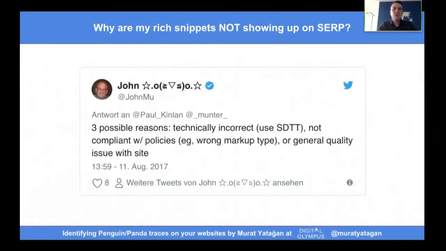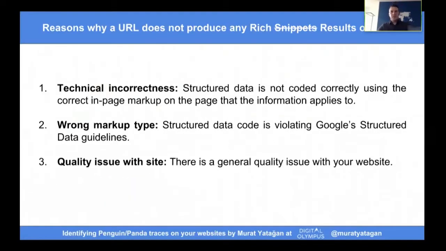Someone asked John Mueller this question: why are my rich snippets not showing up on the SERP? And he answered with this tweet. As you can see, he said there are 3 possible reasons. The first one is maybe it's technically incorrect, or it's not compliant with the policies, or in general there are quality issues with your site. So let's go into detail and talk about the reasons why a URL does not produce any rich snippets. Actually, it's now called rich results on the search engine result pages.